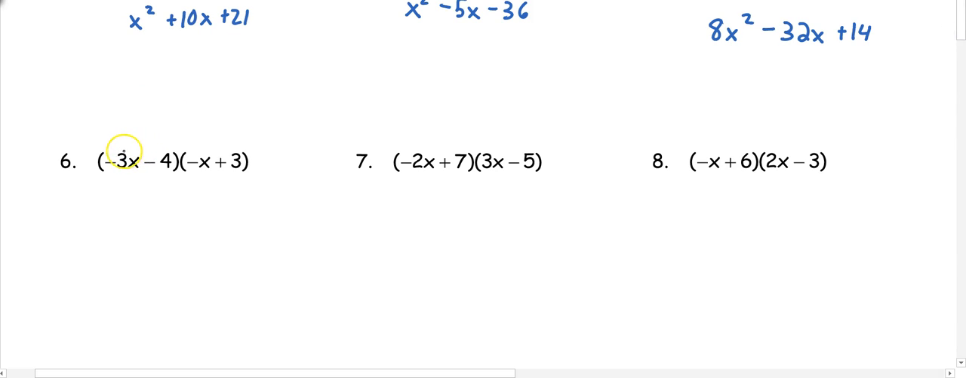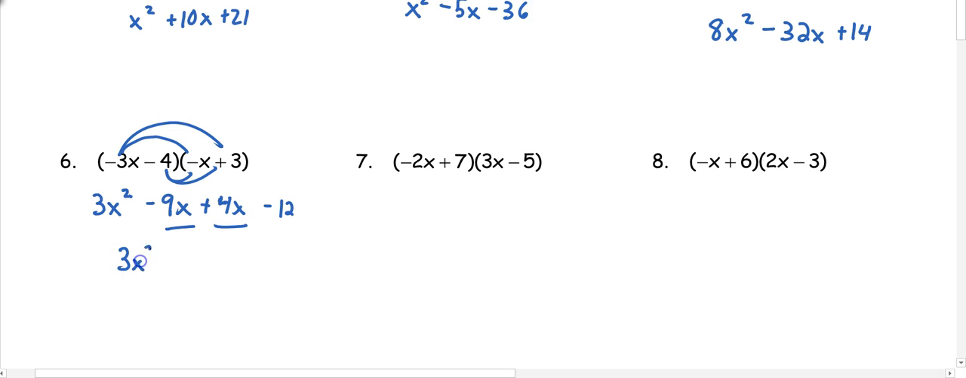Number 6, so I go ahead and distribute, I have negative 3x times negative x, which gets me positive 3x squared. Negative 3x times 3 gets us negative 9x. Negative 4 times negative x gets me plus 4x. And negative 4 times 3 gets me negative 12. Then I have two x terms that combine together, so I get 3x squared minus 5x minus 12.